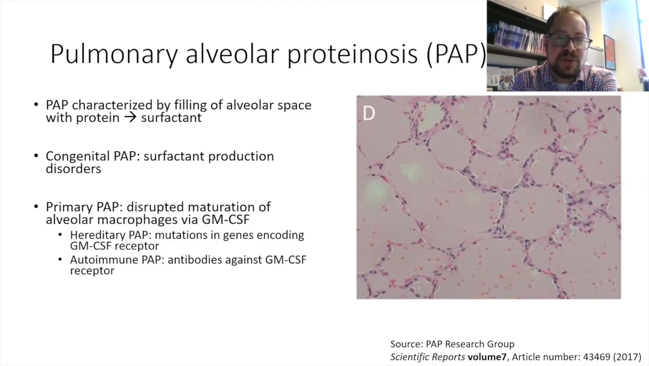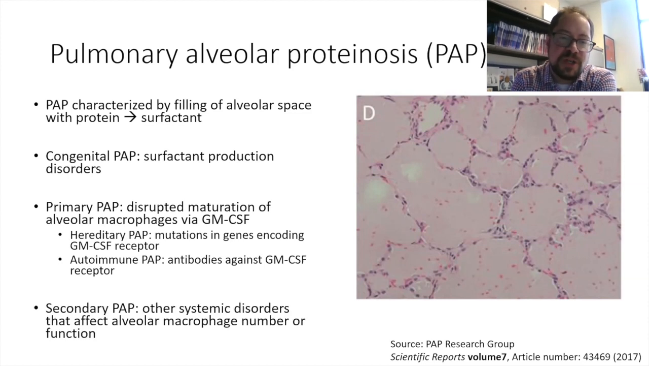Then there are disorders called primary PAP, which are caused by disrupted maturation of alveolar macrophages through the GM-CSF signaling pathway. This can be infants and young children with hereditary PAP, where they have problems in the genes that encode the receptor or other related signaling molecules. It can also occur in adults, which used to be called idiopathic PAP, but it's been found that it's an autoimmune disease where there are autoantibodies against GM-CSF.